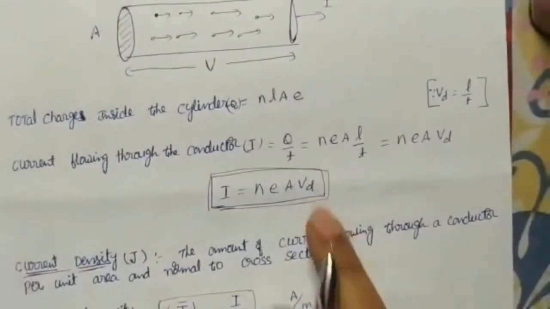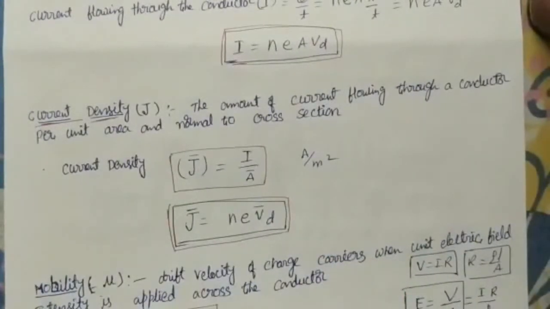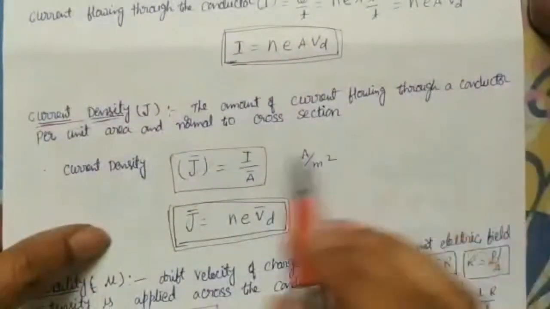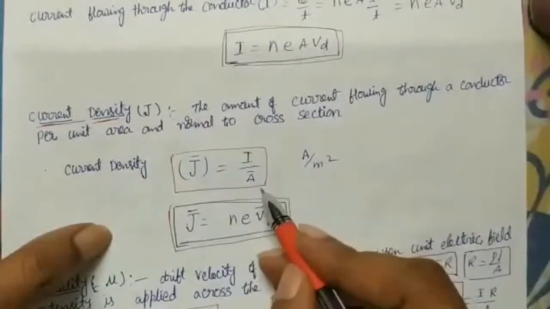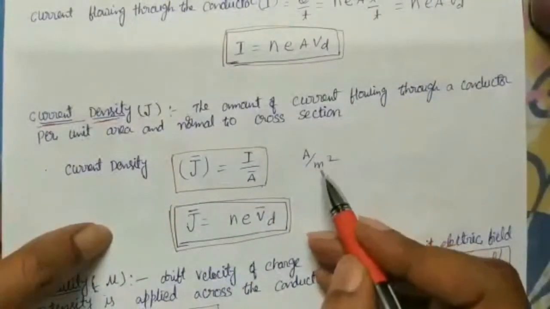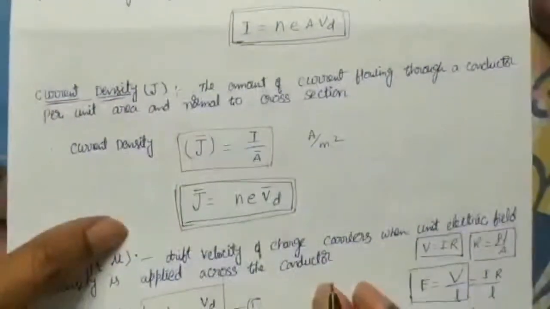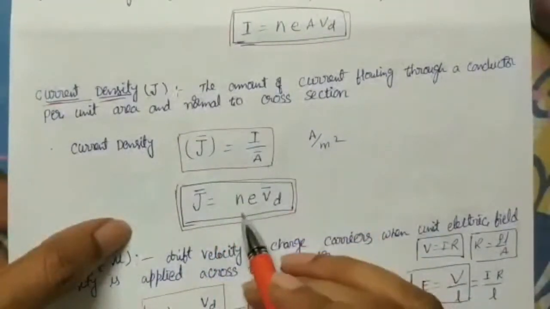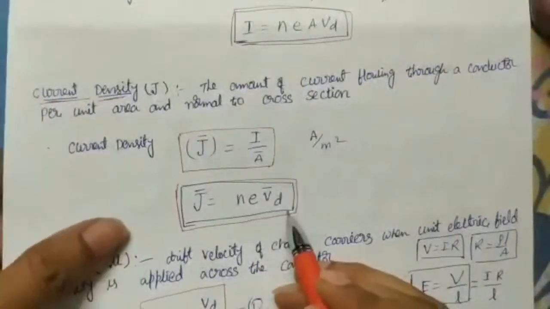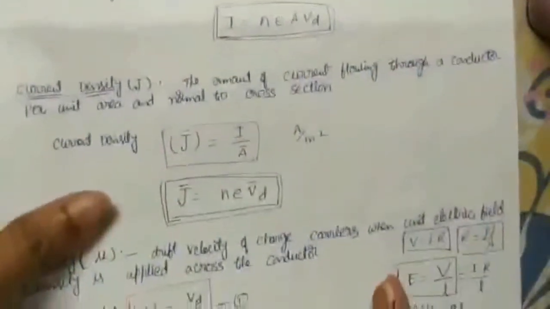Next, current density. Current density means how much current is flowing through the conductor for unit area normal to the cross section. So it is current by area. Current units are ampere and area is meter square, so ampere per meter square. It is a vector quantity, and this current density is represented with J. So J = I by A = N e v_d. Why? Because you know current I = N e A v_d, and divided by A, the A gets cancelled, and you get N e v_d.